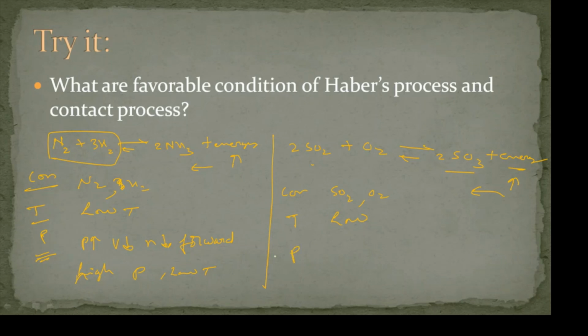And then coming to the pressure again, in this case, delta N is equal to 2 minus 3, that is minus 1. So this is also negative. So again, high pressure, volume decreases, number of moles also decreases. Number of moles decrease in which direction? Forward direction. So low temperature, again high pressure favors the contact process.